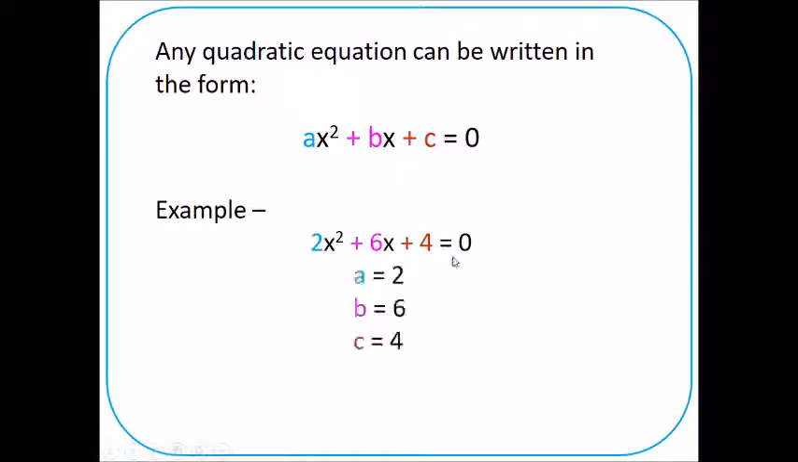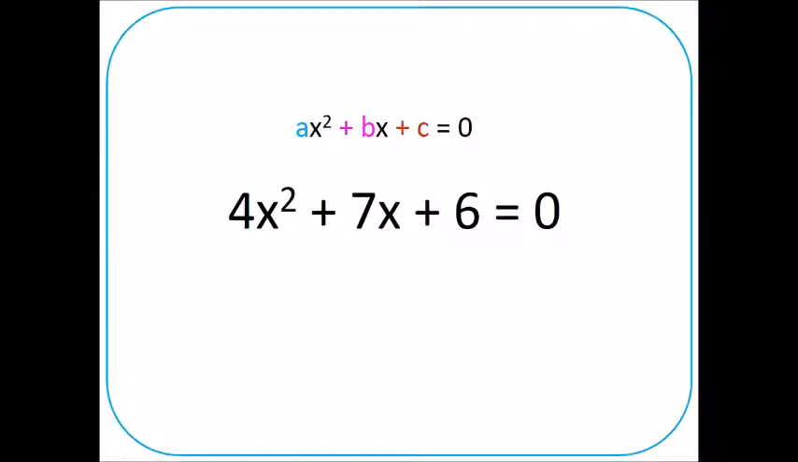Well, our value of a is 2, the value of b is 6, and the value of c is 4. So it literally just matches up, and I've just highlighted them with those colours so you can clearly see. Okay, so let's just try another one. Okay, so we've got 4x squared plus 7x plus 6 equals 0. So take 10 seconds, write down what is a, what is b, and what is c.